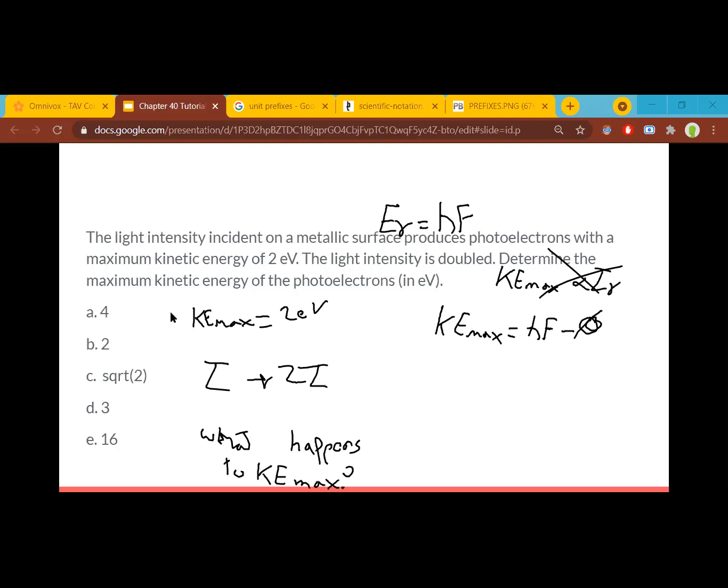So intensity has essentially no effect because it doesn't determine the energy of the photons. The photons' energy is determined by the frequency. And if that's not changing, neither will the energy that the photoelectrons absorb that gets converted into their kinetic energy. So that means the kinetic energy does not change, which means the answer is the same as the initial, which is 2 electron volts.